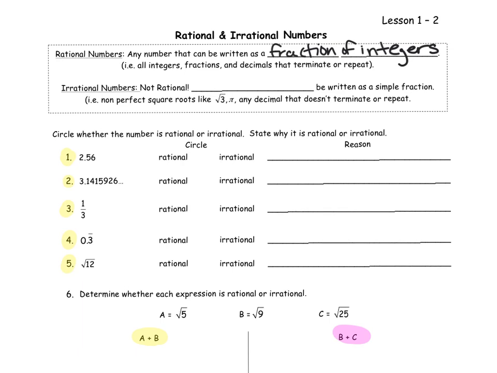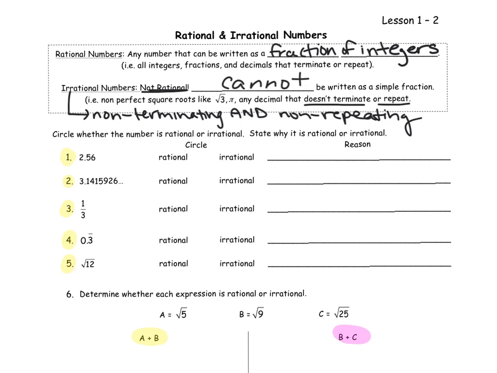Now, contrary to a rational number, are irrational numbers. So irrational numbers, they're just not rational. So they cannot be written as a fraction of integers. Okay, it's a number that doesn't terminate or repeat. So another way of saying a number is irrational is if it's non-terminating or non-repeating. Okay, so if we have a number as irrational, that means it's non-terminating and non-repeating. So non-terminating means that it never ends and it doesn't repeat.